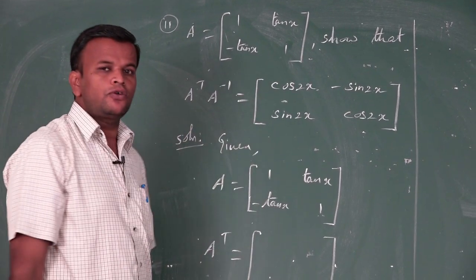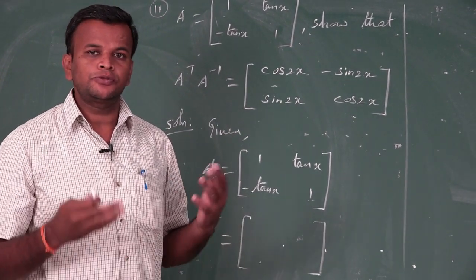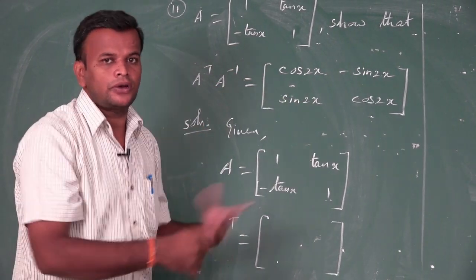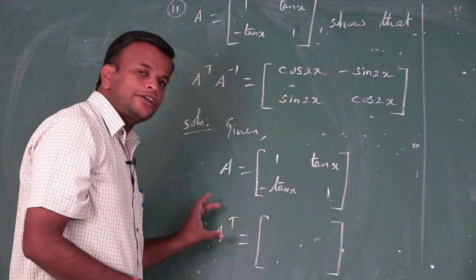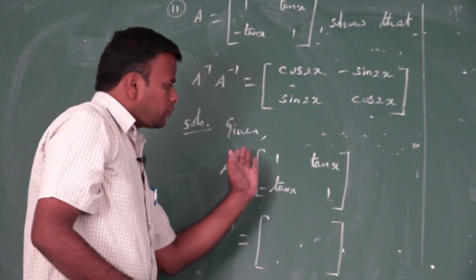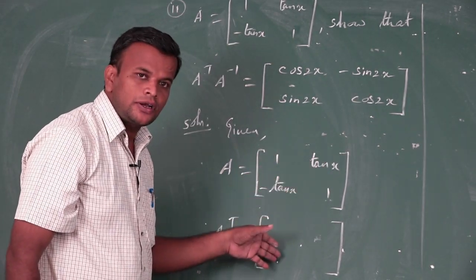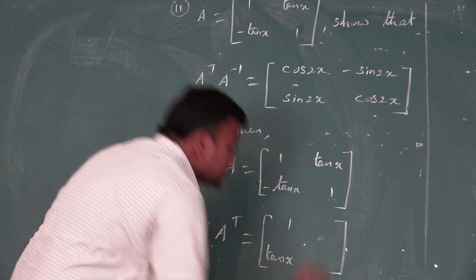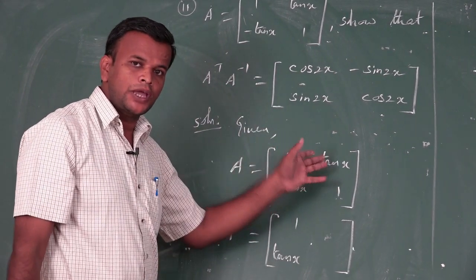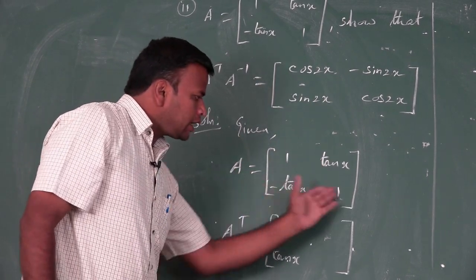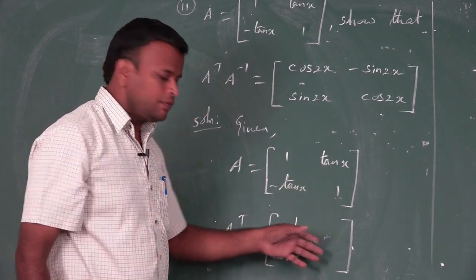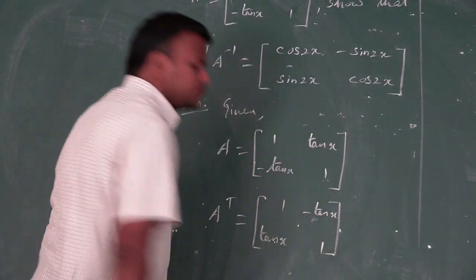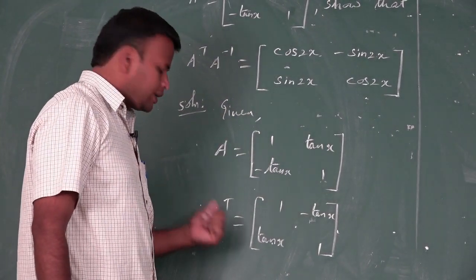You know very well how to find the transpose. In the transpose, the rows become columns and the columns become rows. So now I directly write A transpose. The first row becomes the first column, so 1, tan x. And the second row becomes the second column, so minus tan x, 1. So we have found A transpose.